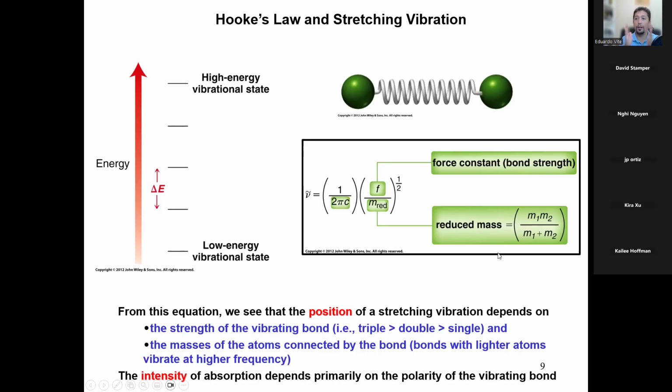So triple bonds are stronger. So that's like having a stronger spring. So you need more energy to vibrate a triple bond compared to a double bond compared to a single bond, right? Single bonds are weak, triple bonds are strong. If it's a weak bond, you can vibrate it with lower energy. If it's a strong bond, you can vibrate it with more energy. Does that make sense? So that's all the slide is telling me.